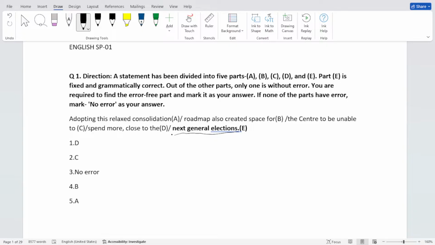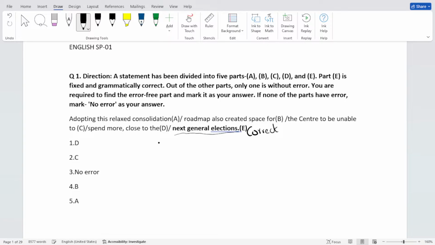Adopting this relaxed consolidation roadmap is also created space for, that is the B sentence. And the C sentence is the center to be unable to. Spend more close to the, this is the D sentence given. Next, general elections: the E statement is already correct.